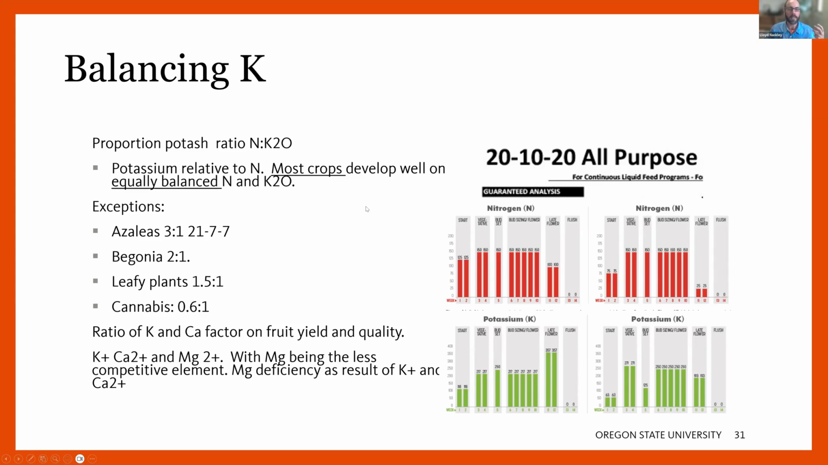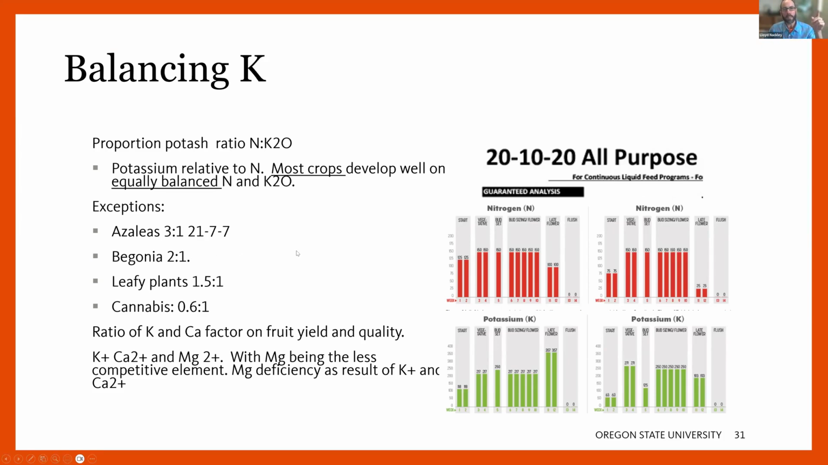We know azaleas like a 3-to-1, so much higher nitrogen. Begonias 2-to-1. Leafy plants 1.5-to-1. And then on the flip side, we have cannabis, which is a common greenhouse grown crop in Oregon, which is the opposite. So higher potassium to nitrogen ratios, at least at certain times.